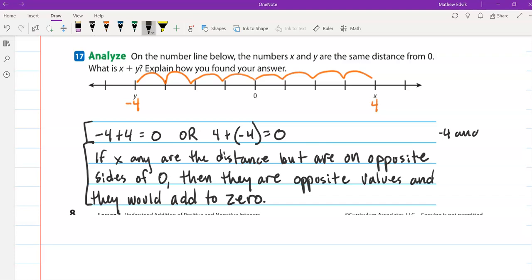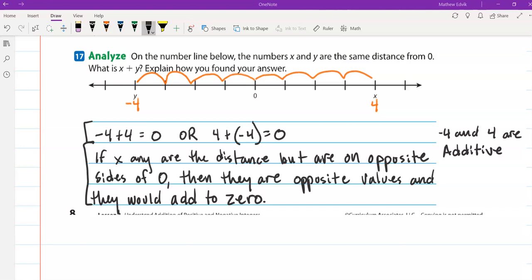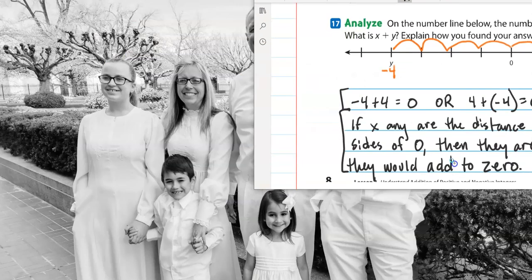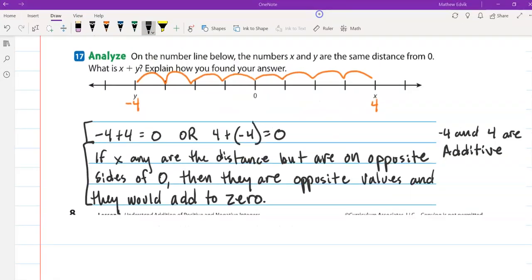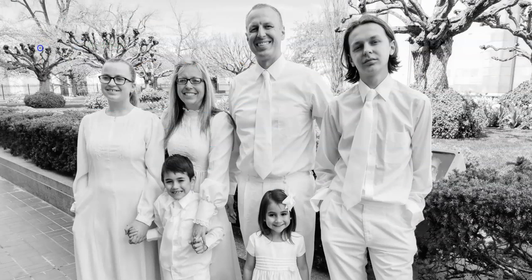There's a third option that I'll write over here, and it is that -4 and 4 are, and this is a vocabulary word, additive inverses. Oh, I just pushed something. This is getting crazy. Additive. Oh man.